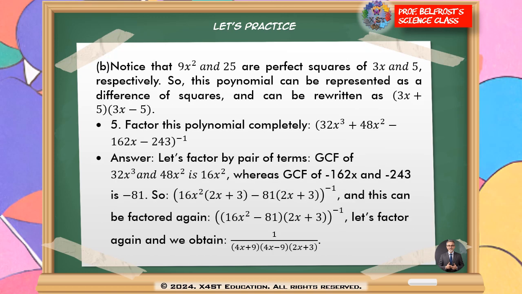For B, we notice that both terms are perfect squares of 3x and 5. So we can represent it as a difference of squares: 3x plus 5 times 3x minus 5. Easy, right? I think this is the last problem.